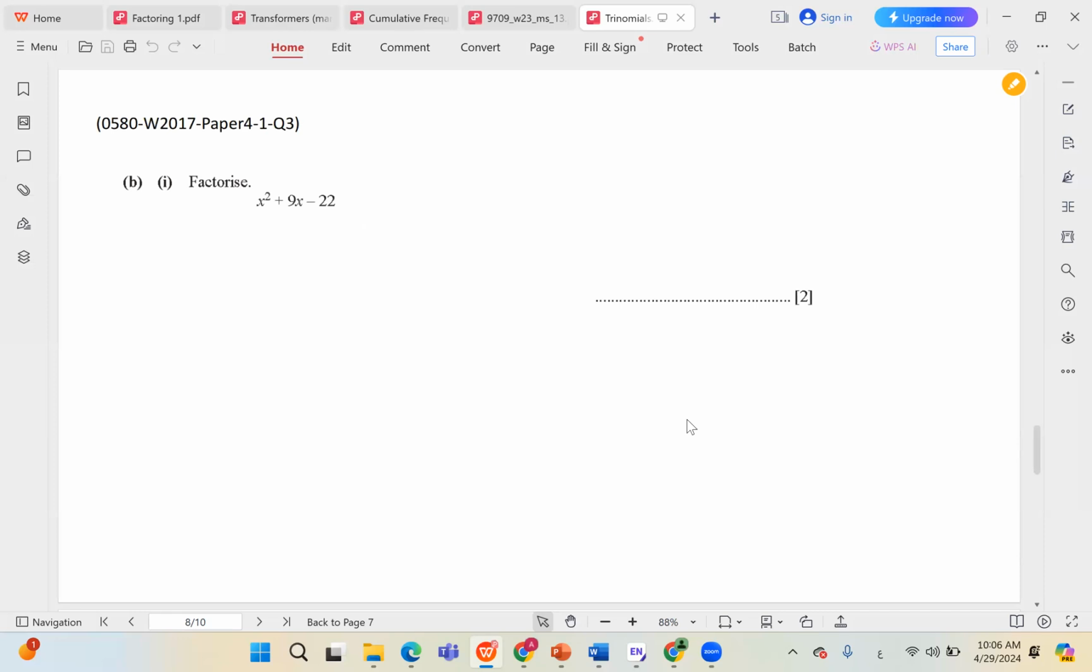Factorize x squared plus 9x minus 22. So again, we begin by saying that we have two numbers multiplied together that give us 22, and subtracted together would give us positive 9. So mentally, this is very easy. This is 11 and 2, obviously. Because 11 times 2 would give us 22, and 11 minus 2 gives us 9.